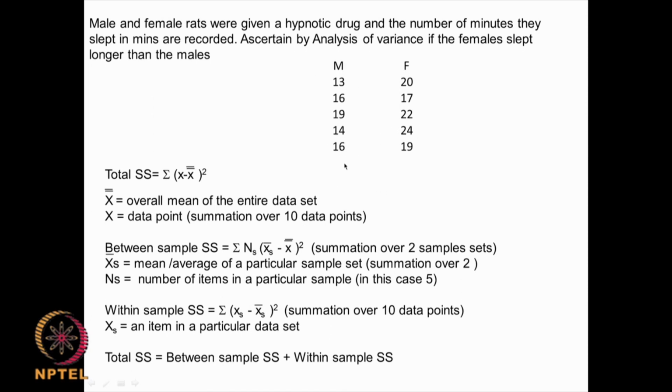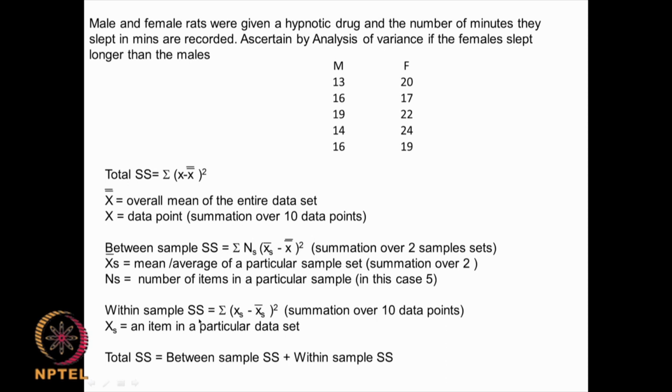So, there is a mean here, x s bar, subtract from 16, square it, then mean here, subtract from 14, square it, there is a mean here, subtract from 19, square it, there is a mean here, subtract from 16, square it, there is a mean here, subtract from 13, square it, add all of them. Now, there will be another mean here, subtract 19 from that, square it, another mean here, subtract from 24, square it, another mean, subtract from 22, square it, another mean, subtract from 17, square it, another mean, subtract from 20, square it, add up all of these.